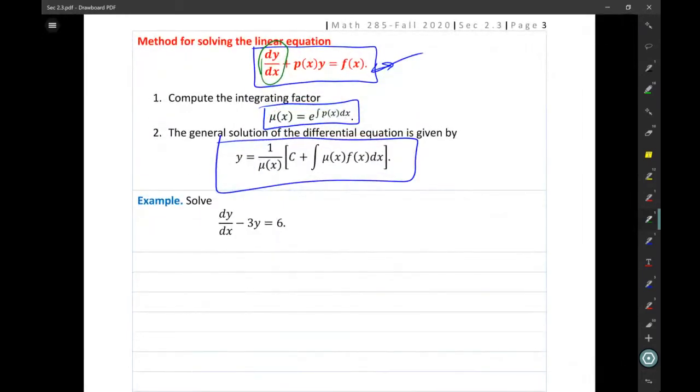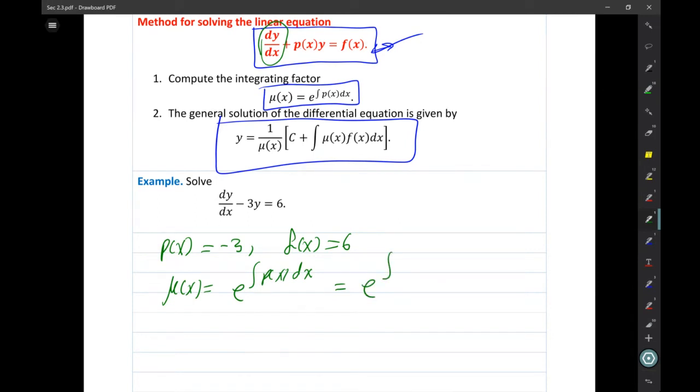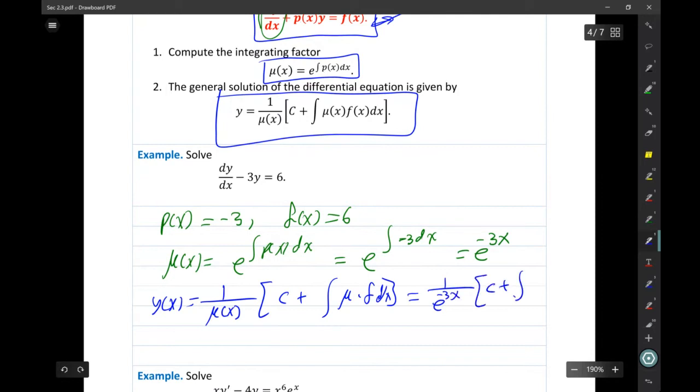Okay, let's start here. It says solve dy by dx minus 3y is equal to 6. According to the standard form, here we have the function p of x equal to minus 3 and the function f of x equal to 6. So directly now find mu of x, which is e to the power of the integral of p of x dx, which is e to the power of the integral of minus 3 with respect to x, which is e to the power minus 3x. And directly the solution y of x will be 1 by mu times c plus the integral of mu times f of x with respect to x, which is 1 by e to the power minus 3x times c plus the integral of mu, which is e to the power minus 3x, times f of x, which is 6, so 6 e to the power minus 3x dx.